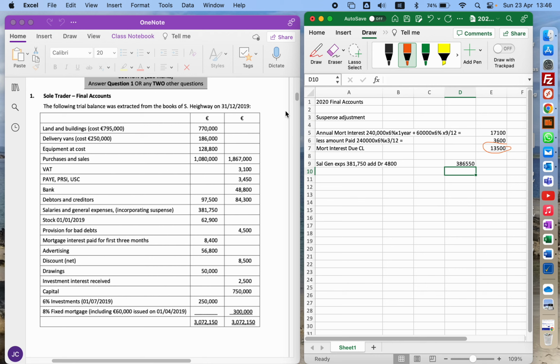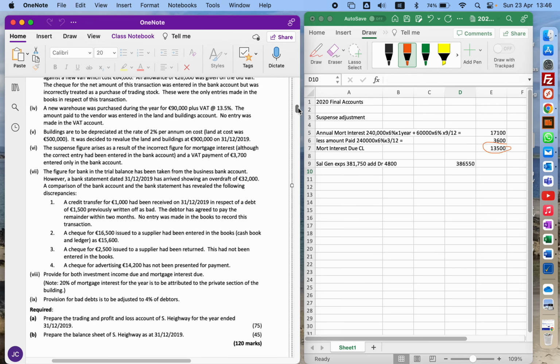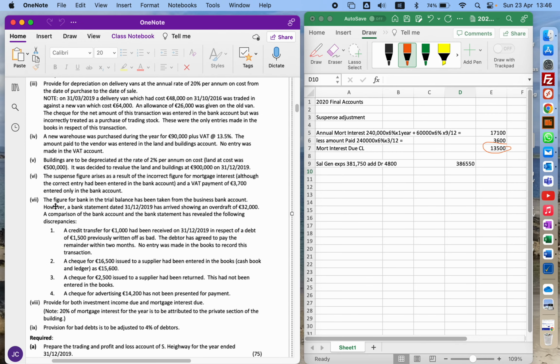Now, usually there's going to be a second issue, and we'll deal with that now. Before we move on to that one, I'll come back and fix my drawings for the mortgage interest. So there's usually two suspense items. An incorrect figure for mortgage interest, we've done that.